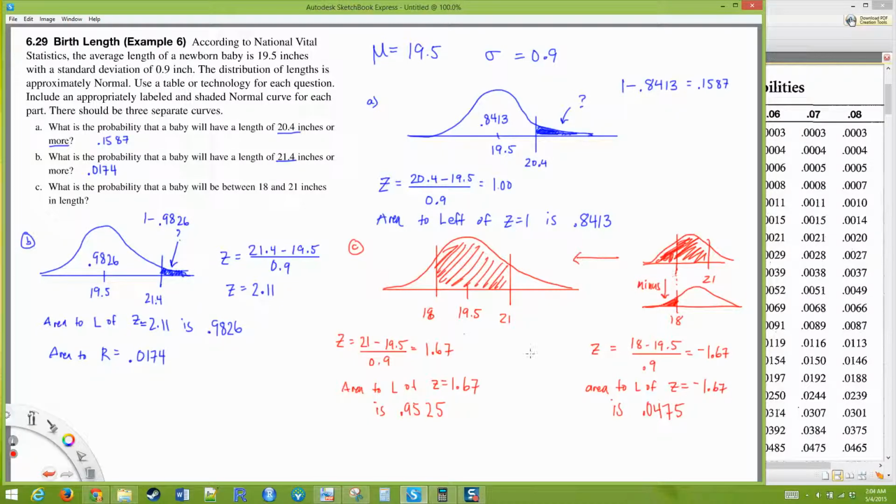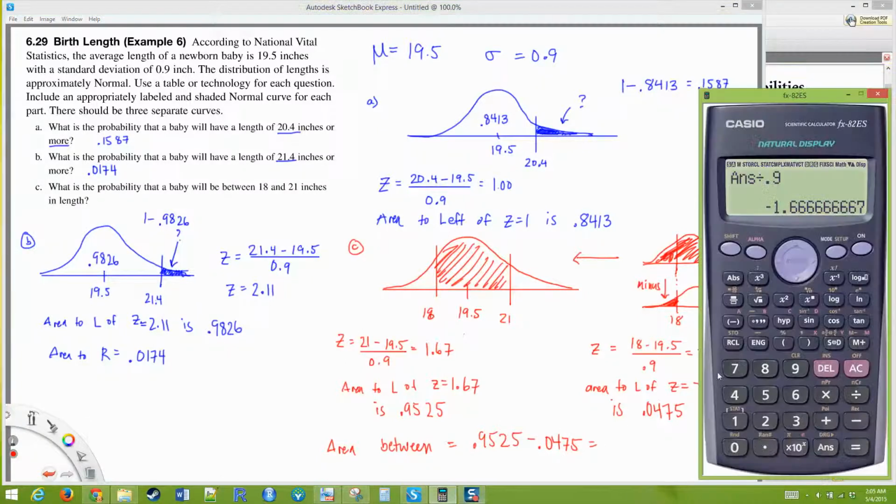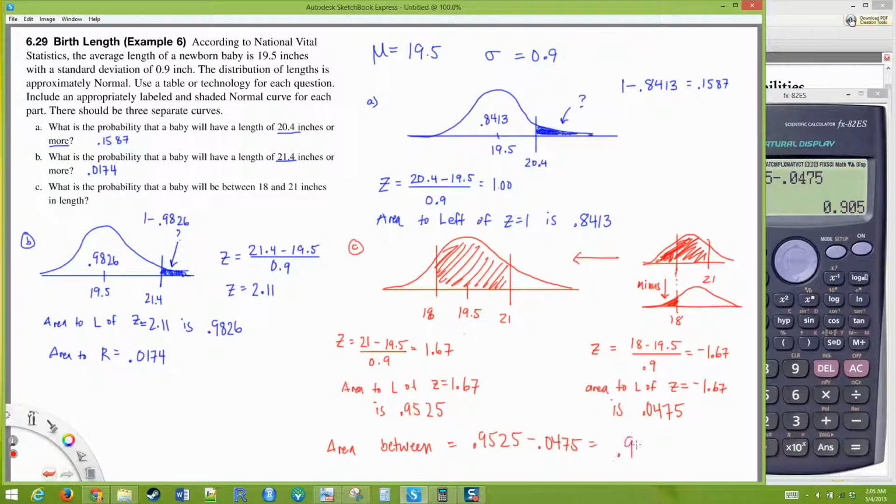So what I'm going to do is take the difference between those two areas, and that will give me the area in between. So area between is equal to 0.9525 minus 0.0475. And I'm going to punch that in here. And I'm given 0.905 as the area in between. And that is my answer to part C.